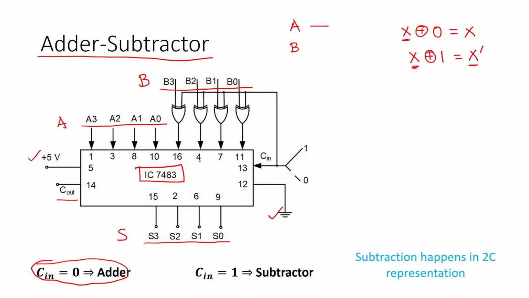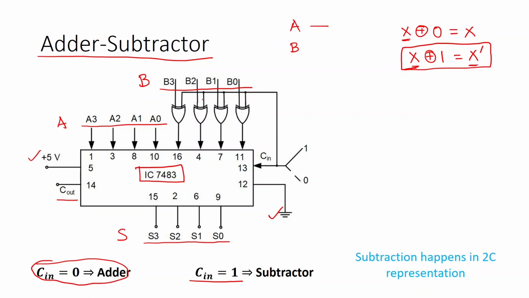This is a ripple adder, a 4-bit ripple adder. It does the addition operation, you get the sum and you get the carry out. Done. Now when you change your Cin to 1, you suddenly observe that all the bits of B are getting flipped when you make Cin as 1.